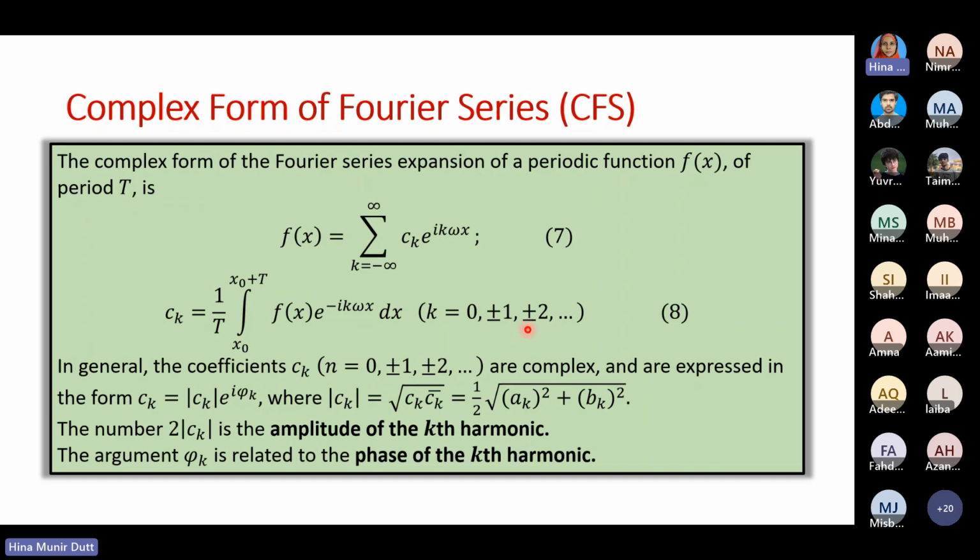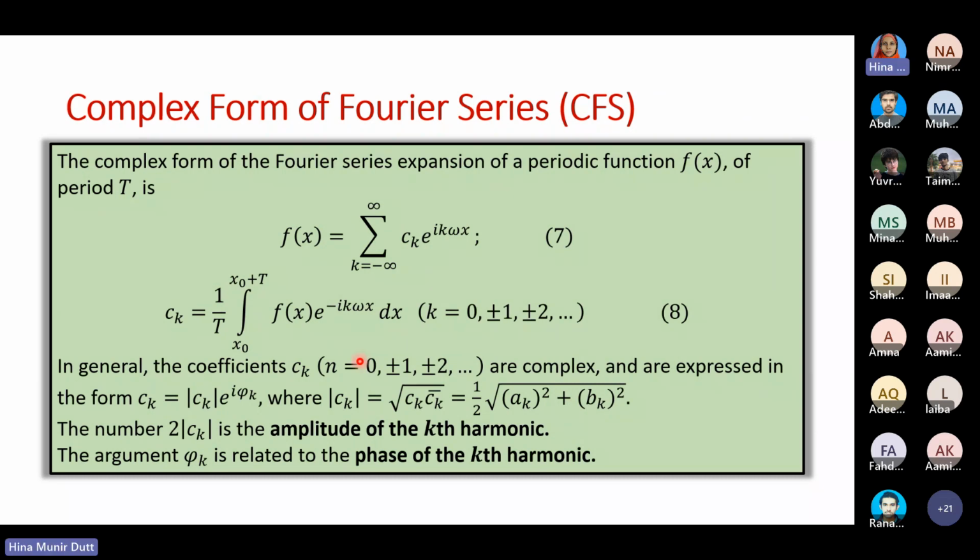Whereas in the real form of the Fourier series, which is actually the trigonometric Fourier series, we have k varying from 0 to infinity. For k equal to 0, we have only a naught because b naught is equal to 0, and all the coefficients ak, bk are real, and that is the real form.